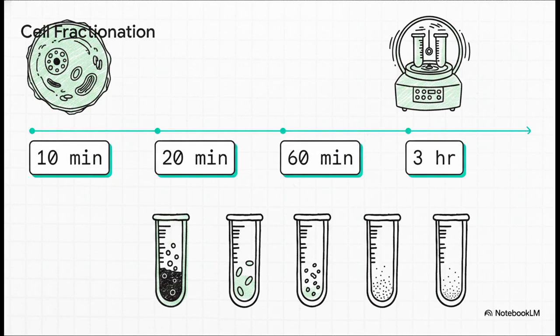Biologists take a tube of disrupted cells and spin them in a centrifuge at increasing speeds. By playing with the g-forces and the time, they can systematically peel back layers of the cell based on size and density. Think about this timeline. After just 10 minutes at 1,000 times the force of gravity, the biggest pieces, the nuclei, settle out. Spin it for 20 minutes at 20,000 Gs, and boom, you've isolated the mitochondria. Push it all the way to 3 hours at a staggering 150,000 Gs, and you finally force those tiny, lightweight ribosomes down. It's a brilliant process of elimination.